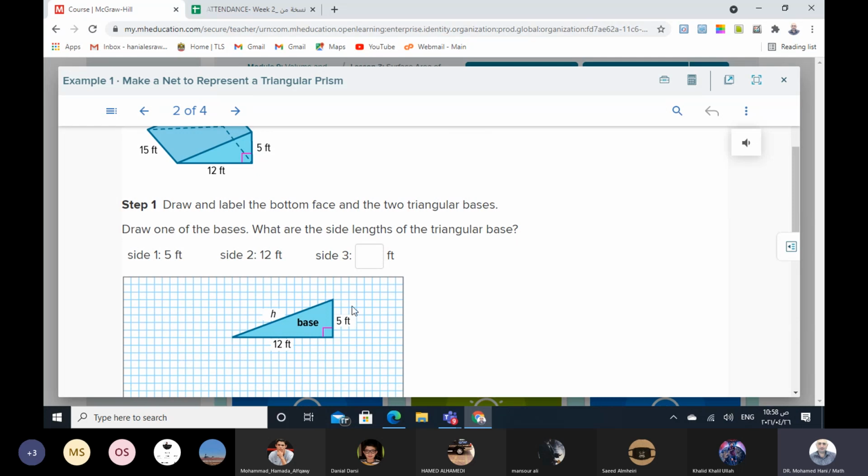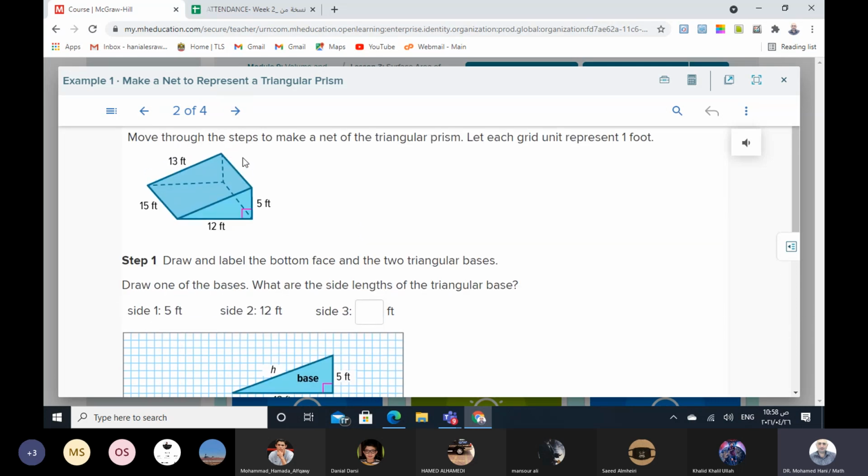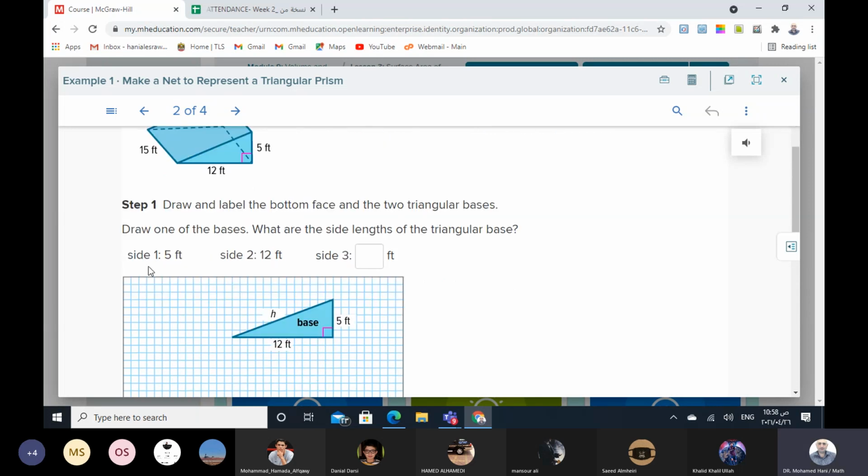This is the base, the triangle. As you see, here we have 5, here we have 12, and here we have a missing value. What is the missing value here? This side equals this side, so here 13. So the first side is 5, the second side is 12, and the third side will be 13.